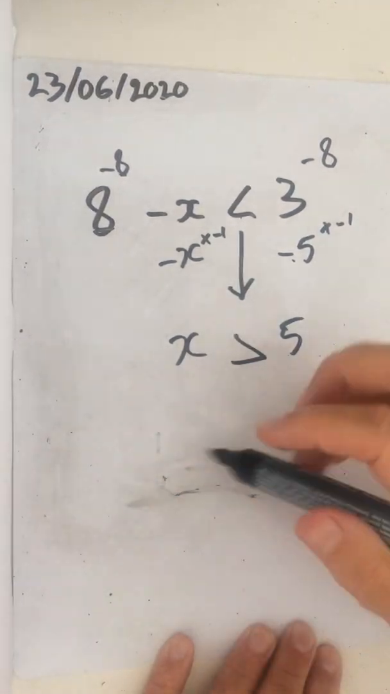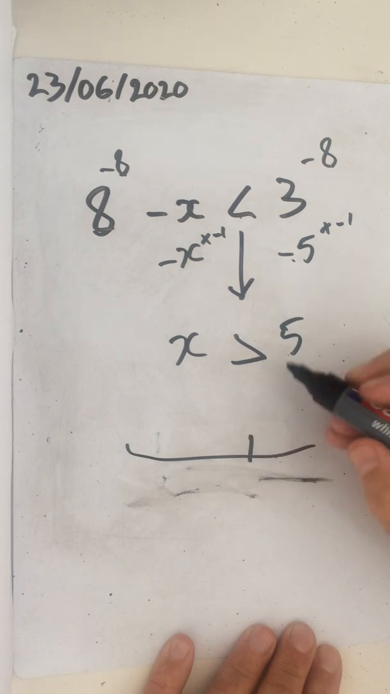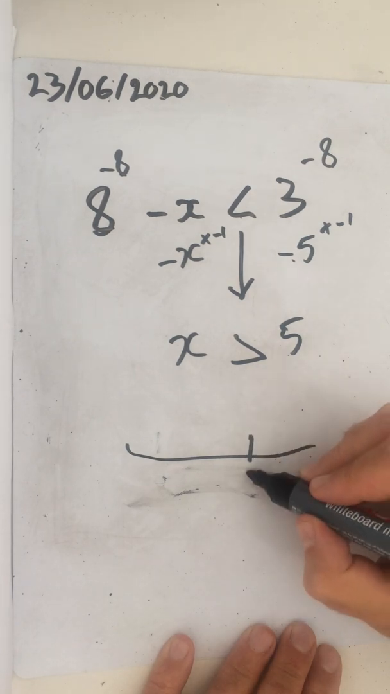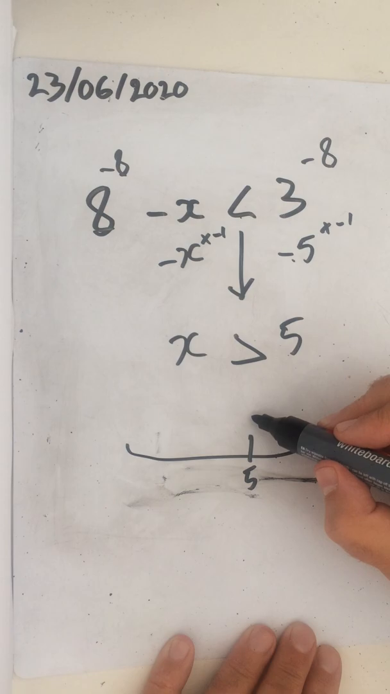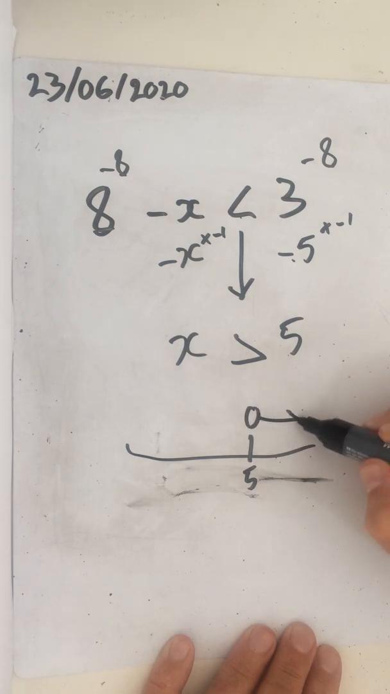So even if we were putting that on our number line, there's 5, and x needs to be bigger than it, doesn't it? Going in that direction.